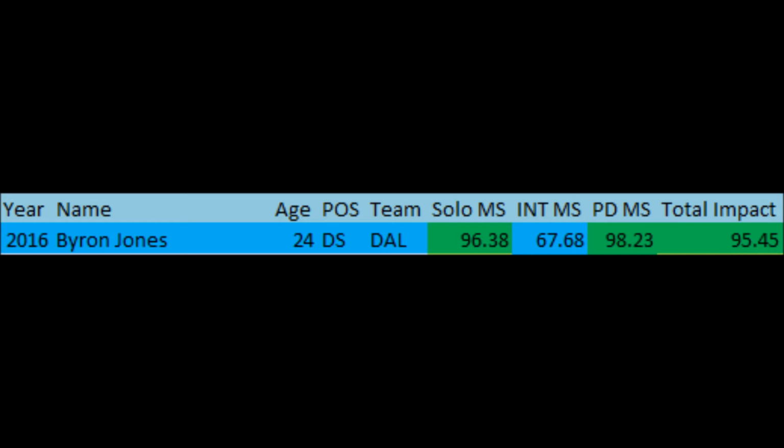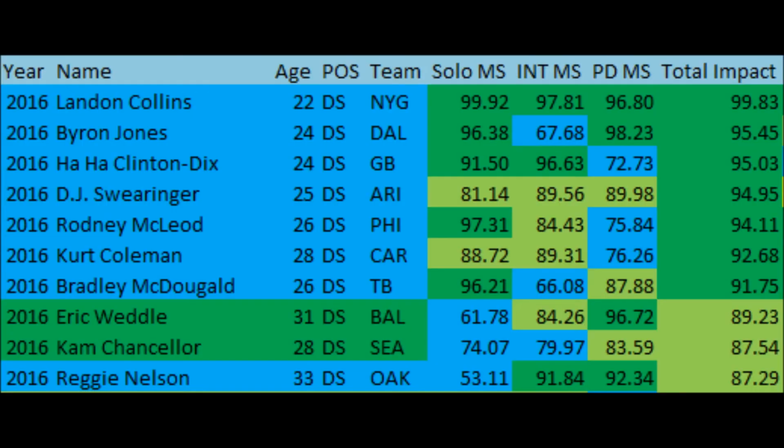He was really dang good last year, and in fact, if you look at the top 10 performers in 2016 at the safety position, Byron Jones was the second most impactful safety in the 2016 season. Had high amounts of solo tackle market share, high amounts of pass deflection market share, and only had a low amount of interception market share score. And the only real reason why he probably didn't get more accolades is just because of his interception market share.